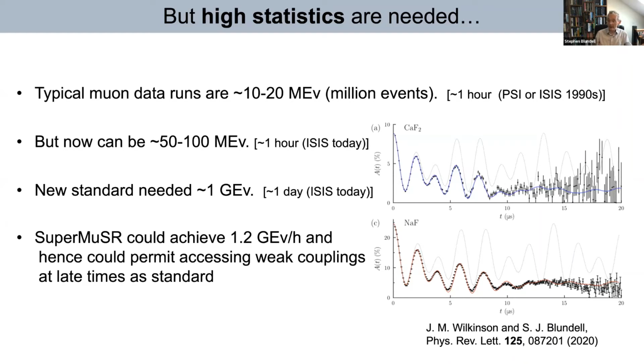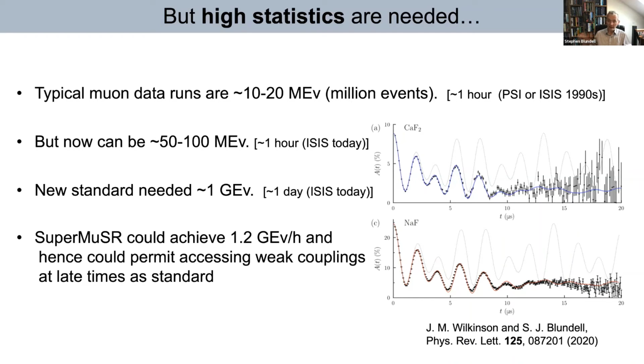Now, a typical muon data run, when I guess many of us started doing muSR, would be 10 or 20 million events. These units are million events, not MeV, not a million electron volts. So 10 or 20 million events, which is about 1 hour, at a continuous source, or indeed at ISIS in the 1990s. Now, because of the detector enhancements, we can typically run at 50 or 100 or even more million events per hour. But really the standard we want now for these data, the data we've been taking recently, have been 1 billion events. That's really our basic minimum. And that takes, of order of a day or half a day now.